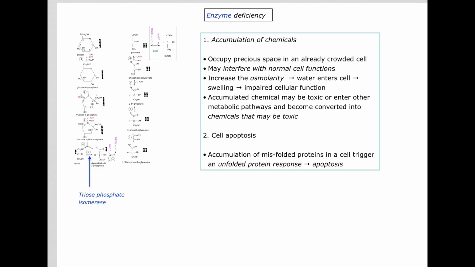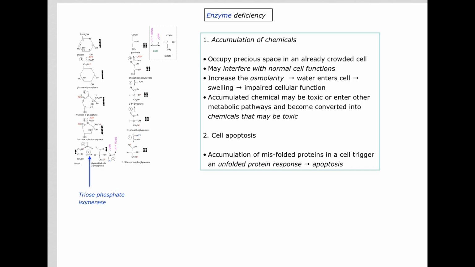Now, accumulation of chemicals will also increase the osmolarity of the cell. So when the intracellular osmolarity increases, then water from the outside will enter the cell and the cell will start swelling up. And the excess water in the cell is going to impair cellular functions.